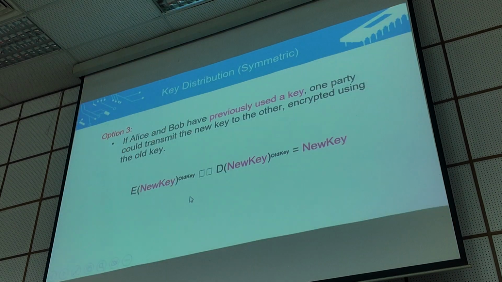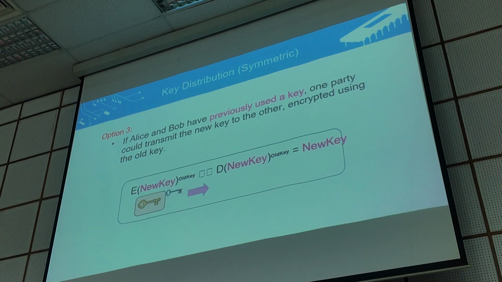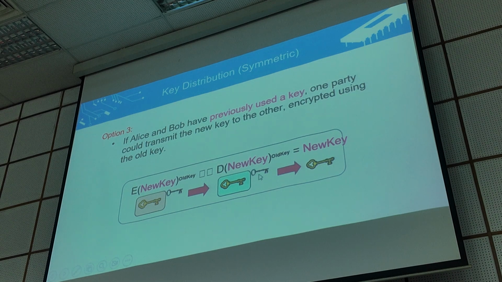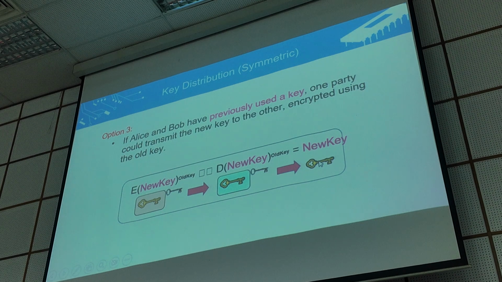And also, the next option is that you can encrypt it. What does it mean? It means that previously you had one password, one key. You encrypt the new key with the old key and then send it to your friend. Your friend will decrypt it with the old key and read the new key. So your friend knows the new password. You use the old password to encrypt the new password.